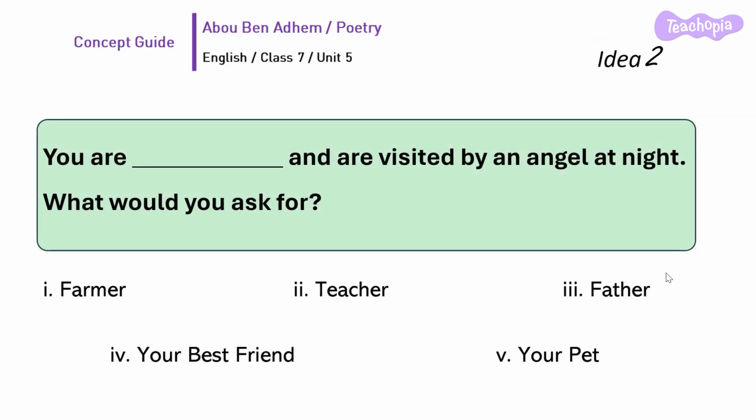Idea 2. The next idea is to share this situation with your learners and ask them to share their answers. Ask the learners to use their imagination and answer the question on the screen. You may use different characters to make the activity interesting. Some examples are farmer, teacher, father, your best friend, and your pet.